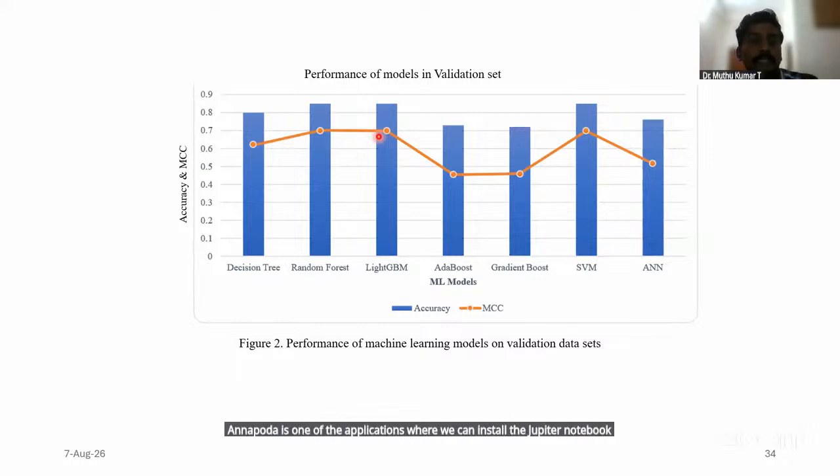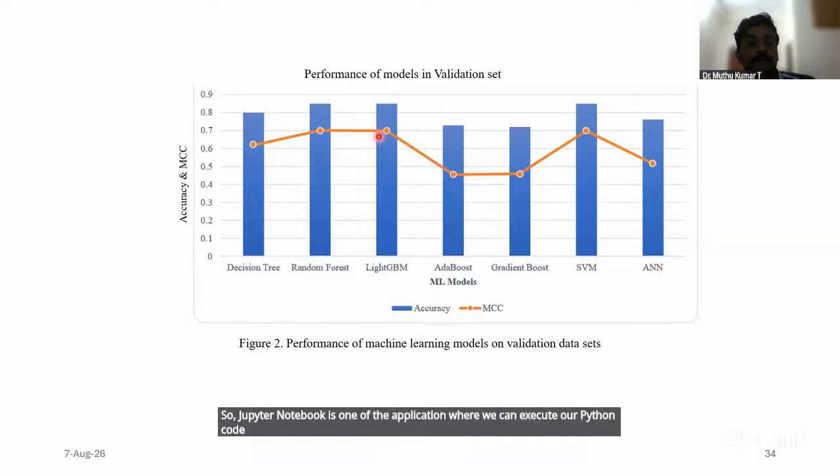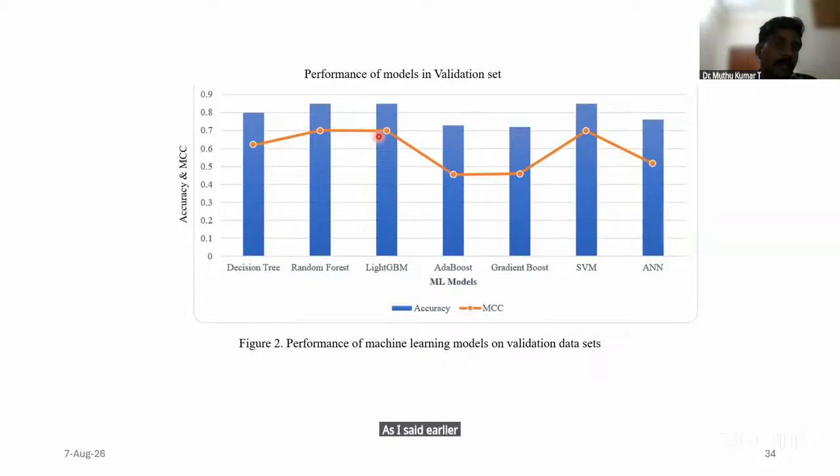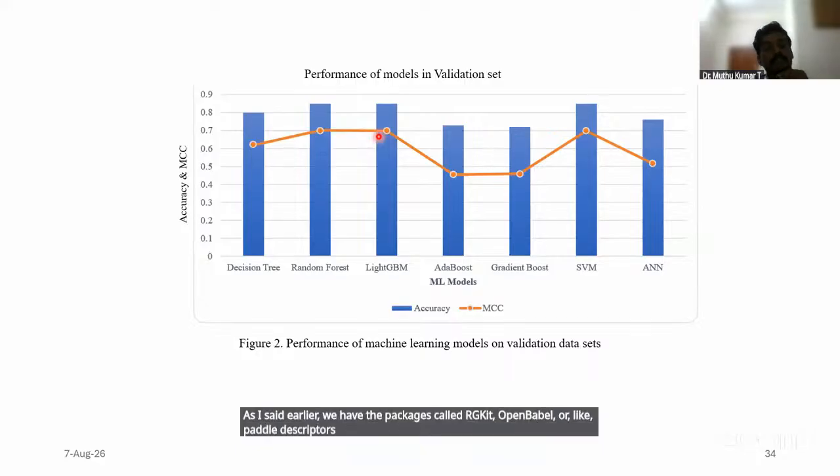So Jupyter notebook is one of the applications where we can execute our Python code, or where we can develop our machine learning models with the help of our Python code. But every time we have to install the packages. As I said earlier, we have packages called RDKit, OpenBabel, or PaDEL descriptors. Each individual package we have to install in our computer manually to perform all these calculations.